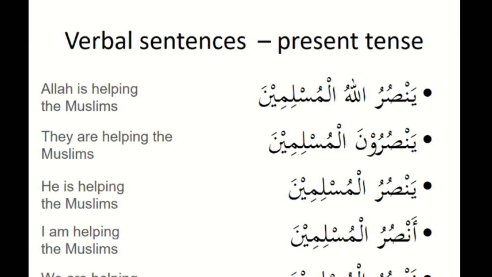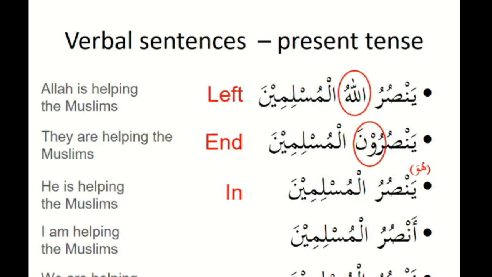Yansurullahu al-Muslimin. Where's the fa'il? On the left. Yansuruna al-Muslimina. Where's the fa'il? On the end of the word. It's attached to the end there. With the next one, Yansurul Muslimina. Where's the fa'il? Inside. There's a huwa, a he, inside.